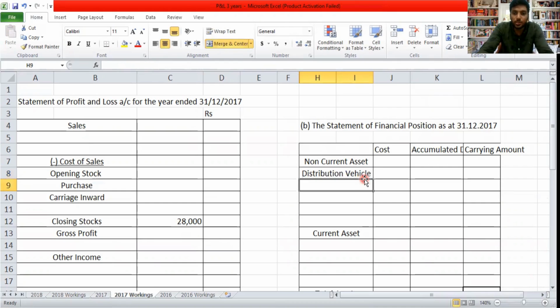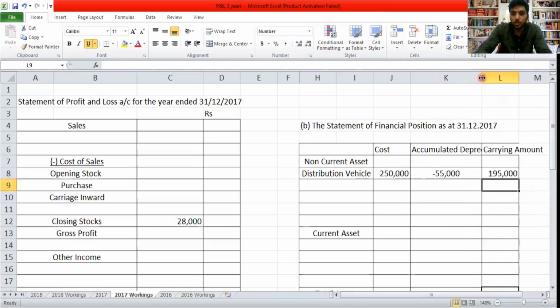Distribution vehicle is how much? We have 150,000 as cost. We had accumulated depreciation as 55,000. Then we have a carrying amount of 195,000. So we are done with that.